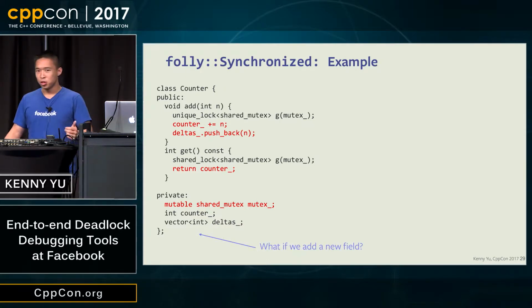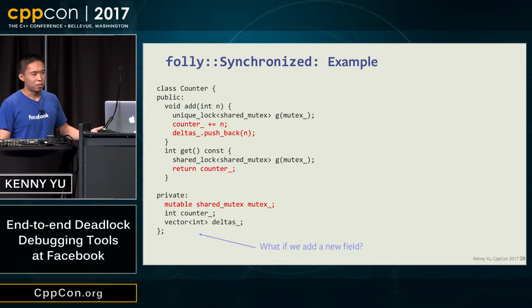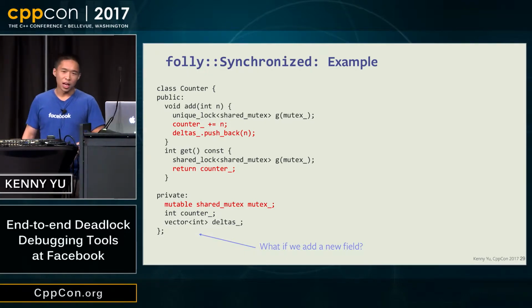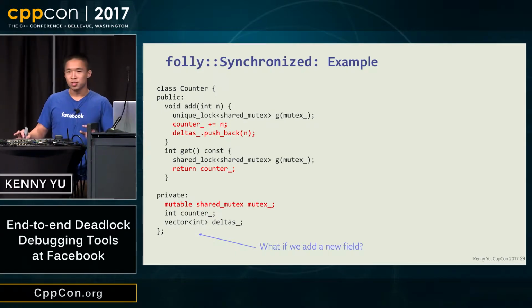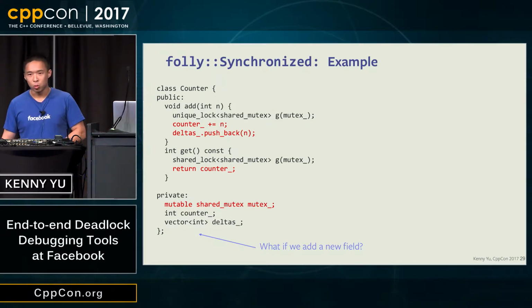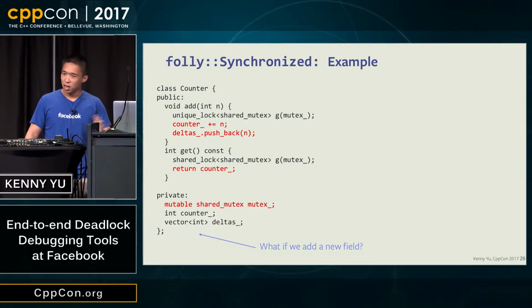OK, so what if a new engineer comes along and adds a new data member here? Should we lock the mutex? Should we hold the mutex when touching that field? Should we not hold the mutex? The programmer's original intent is that the mutex should always be acquired when mutating or reading counter and deltas. But there's nothing actually enforcing that intent. And then when you add a new member to the class, no one really knows anymore.